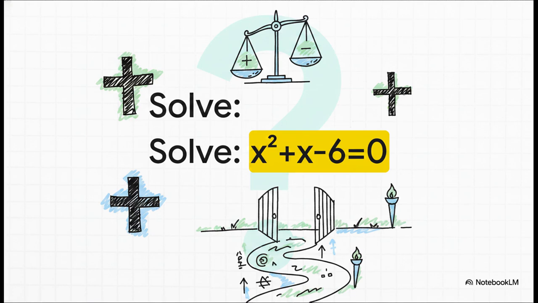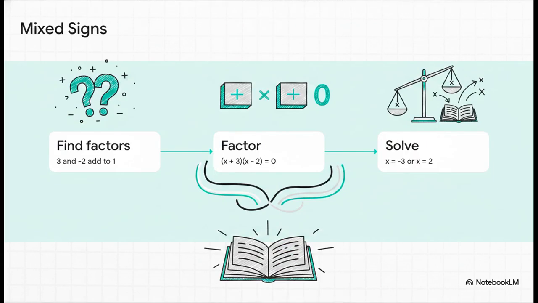Let's try one more example together, but this time with some mixed positive and negative signs, just to make sure you're fully prepared for anything. Solve x squared plus x minus 6 equals 0. Don't let the signs intimidate you. The ordered process remains exactly the same. We just carefully apply our rule again.